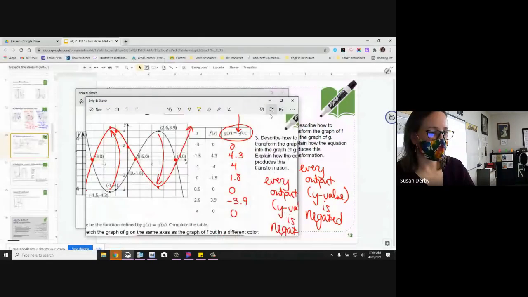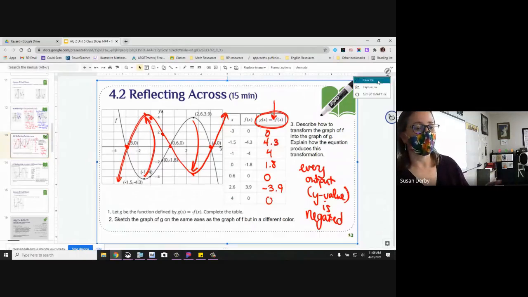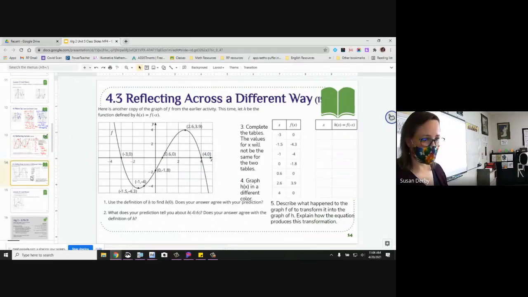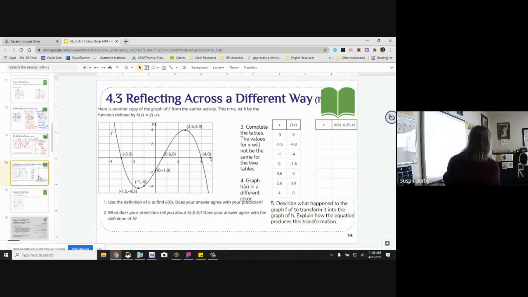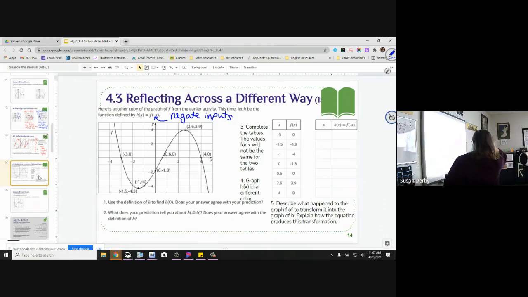Let's take a look at the next section, section 4.3. We're going to fill it in just as fast and connect those dots just as quickly. This one is telling us that instead of negating our output values, we're going to negate the input. This time our outputs are going to stay exactly the same. It's our input that's going to flip.